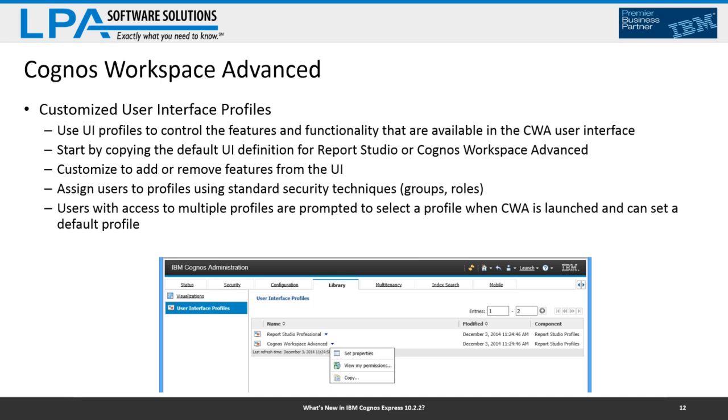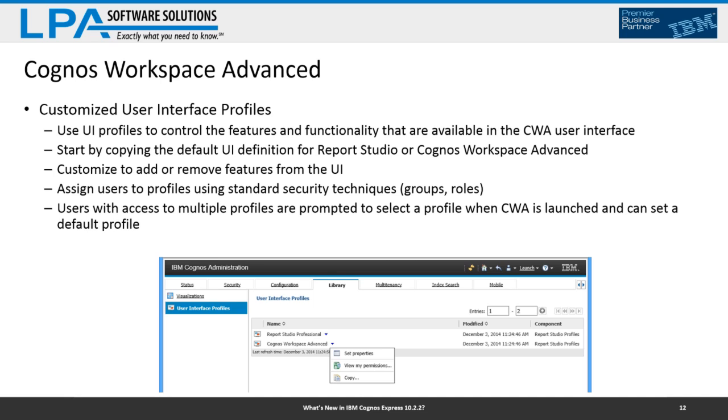So you could start with what is out of the box with CWA and add or subtract from it. Give that profile a name and assign that profile to a set of users. Or you could start with what is standard in Report Studio and subtract from it and name that profile and provide that profile as the default profile for a set of users.